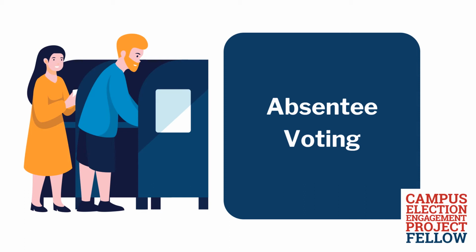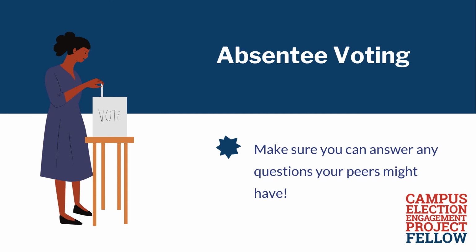Think about all of the different situations that people might face that could keep them from making it to the polls on Election Day. Students will likely have lots of questions about absentee and early voting, so you will want to know a lot about your state's rules and procedures. Before you start talking to other students about absentee or early voting, make sure you can answer all these questions for your state. When does early voting begin, and where do I go to vote early?